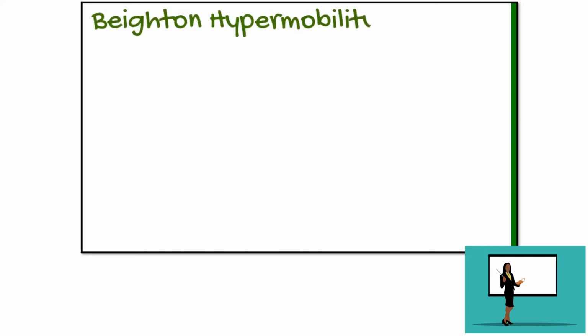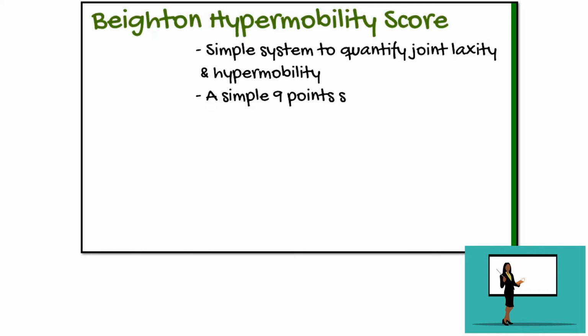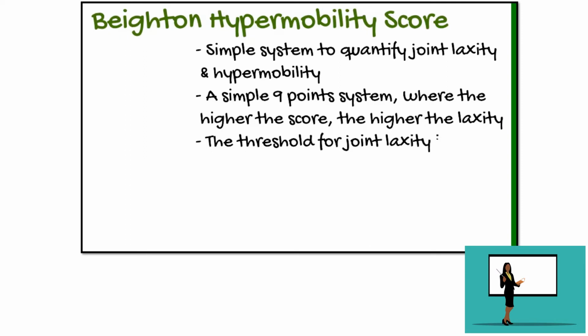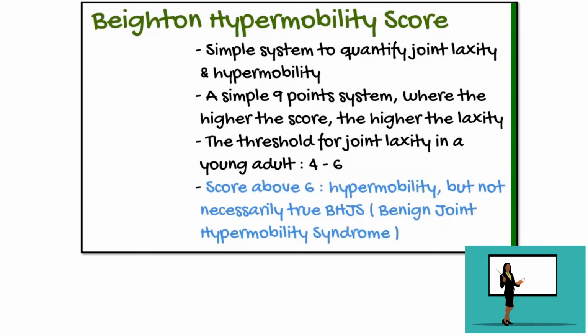Okay, what is Beighton hypermobility score? It is a simple system to quantify joint laxity and hypermobility. It uses a simple 9-point system where the higher the score, the higher the laxity. The threshold for joint laxity in a young adult ranges from 4 to 6. The score above 6 indicates hypermobility, but not necessarily a true BJHS, benign joint hypermobility syndrome.